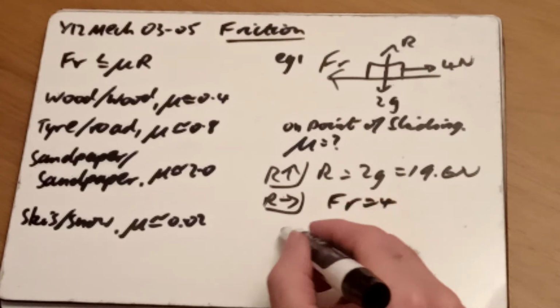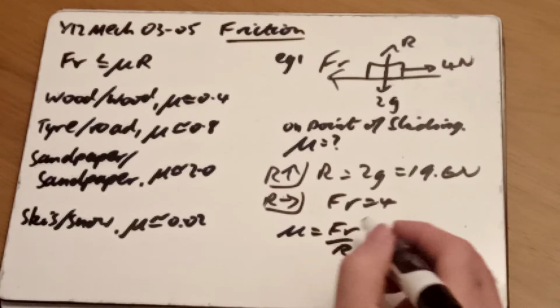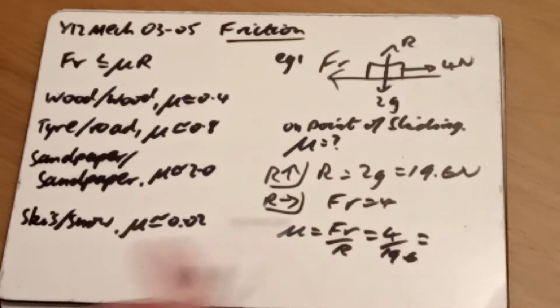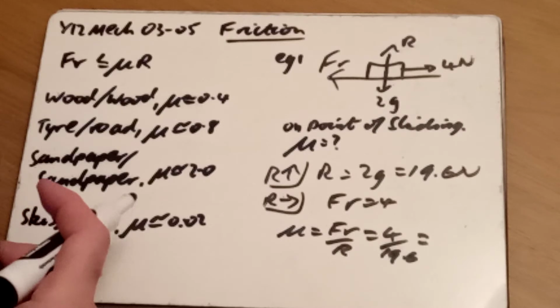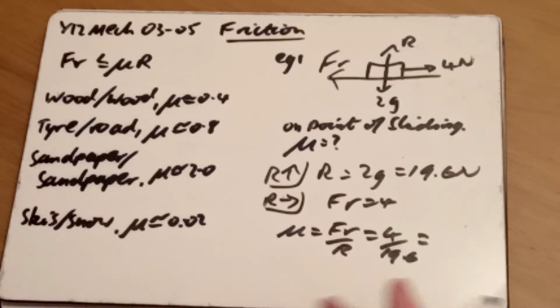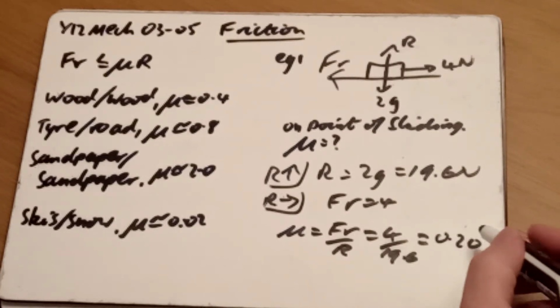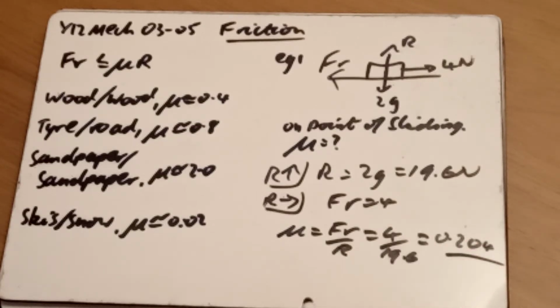If it's on the point of going, mu will equal friction over R. Friction is equal to mu R, as rewritten in this case, so it's 4 over 19.6, which is about 0.2. So 4 divided by 19.6 equals 10 over 49, 0.204, 0.20 does the job there. I can use up to 3 significant figures, but nothing more than that. No units, just a value.